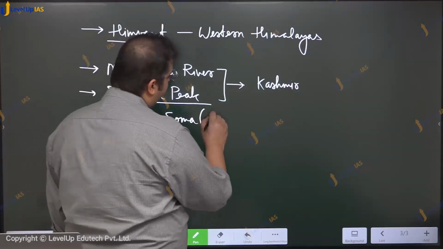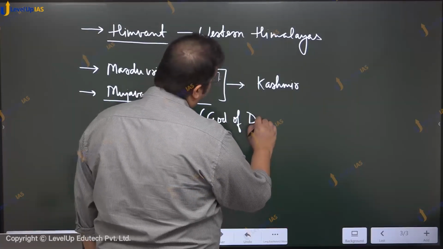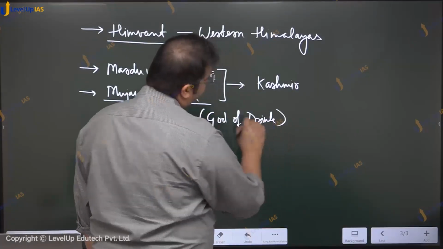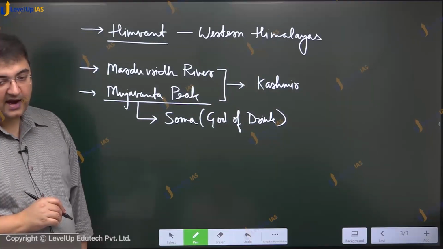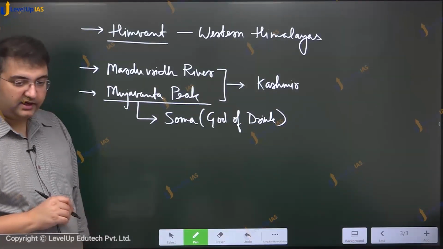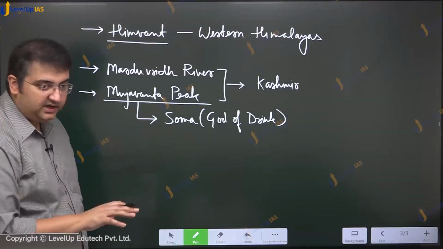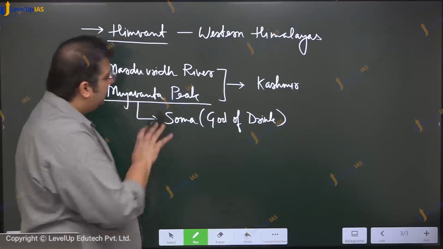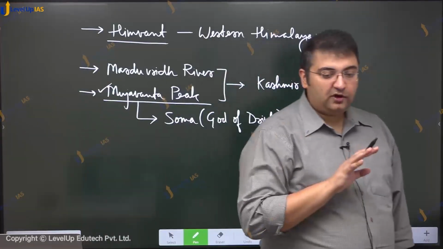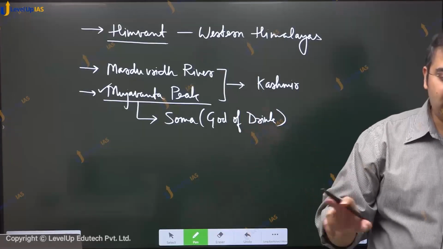Soma was the god of drink. This drink was supposed to have magical properties. And what was the source of the Soma drink? The Soma plant. And what was the source of the Soma plant? This Mujvant peak. Okay? Now, is the 9th mandala of the Rig Veda one of the older portions of the Rig Veda or one of the younger portions of the Rig Veda?